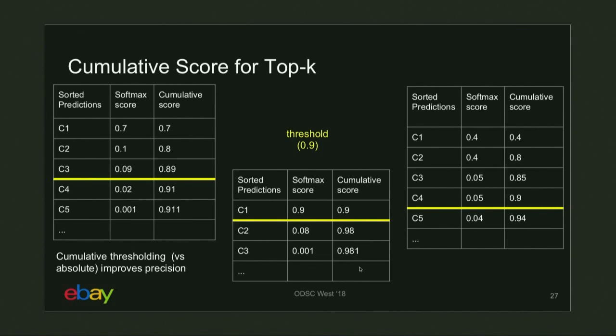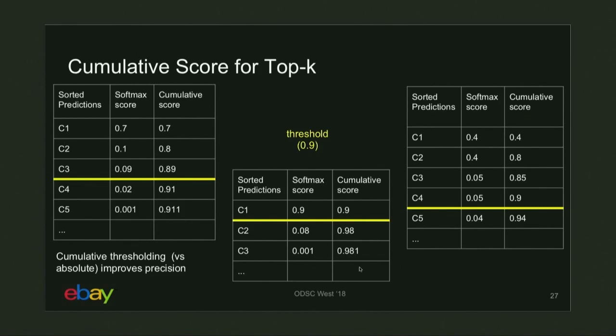That's why we use a cumulative score. In the third column, you see the cumulative score, which is the cumulative sum. So 0.7, 0.8, and so on. We go until we reach 0.9. Actually, my slide is a little bit wrong. It should be 0.91. It should be 4, right?